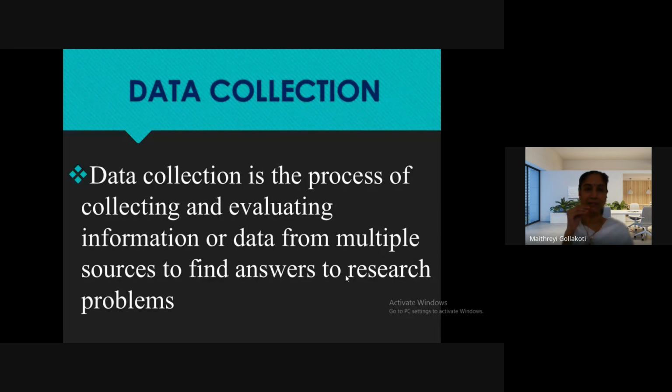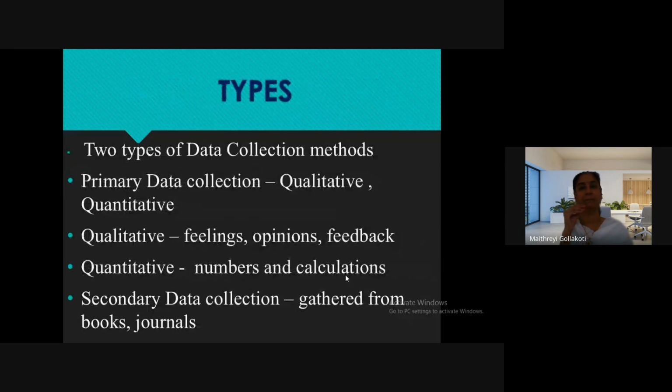Okay, next. Yeah, types of data. Now let us understand how many types of data there are. There are two types of data collection methods: primary data and secondary data. Primary data is the most important aspect of the data. Okay. So primary data can be qualitative and quantitative, two types of data. Okay. Now what is qualitative? What is quantitative?